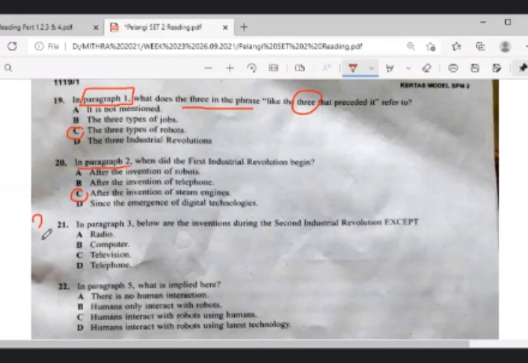But let us discuss the text. In paragraph 3, which of the following are inventions during the second industrial revolution, except? So of these four, three existed during the second industrial revolution, and one did not. They are asking which one is not correct. So let's go to paragraph 3.